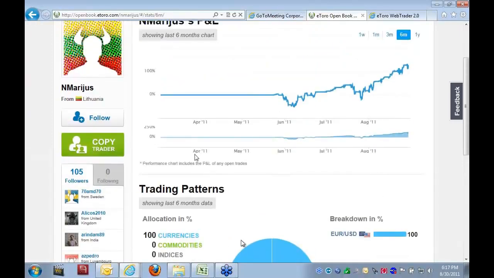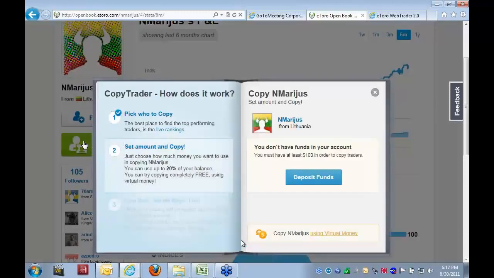And you know what I think? I think that this trader knows what he's doing with regards of the euro dollar. So when it comes to trading the euro dollar, I would like to copy everything that he does. Let me click on the copy trader and see what happens now.